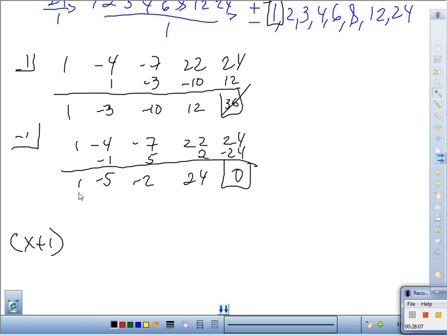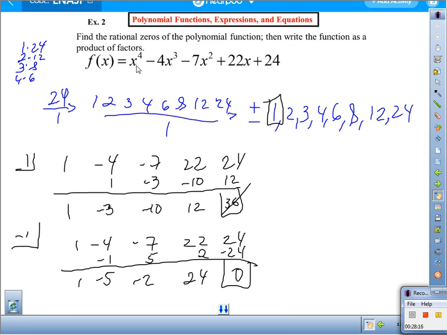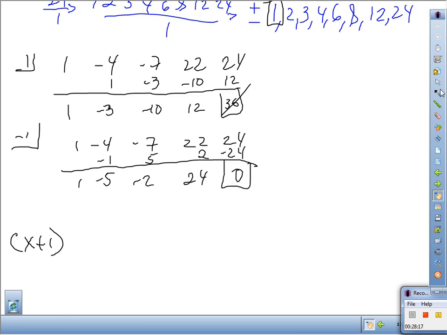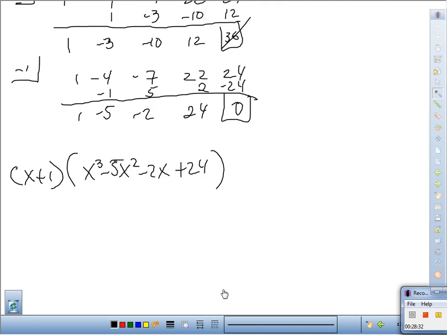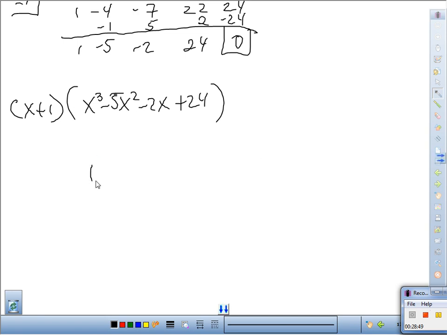Is this an x squared? No, we started with an x to the 4th, so that means this is a what? X cubed minus 5x squared minus 2x and positive 24. Now we need to factor this one. I can try grouping, sometimes it works, but what if it doesn't? Let me show you what to do. 1, -5, -2, 24, and we start all over.